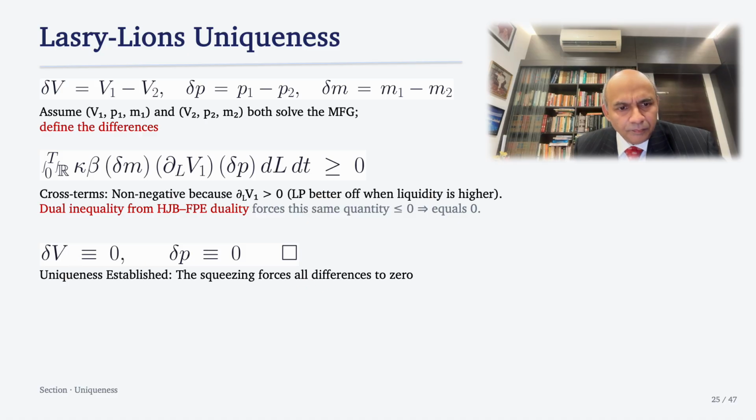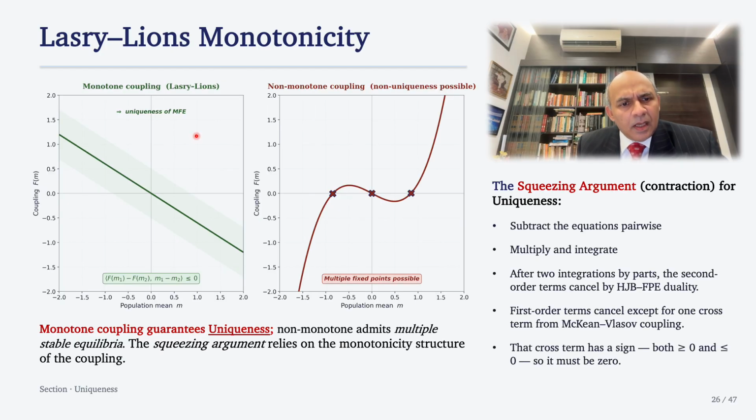Under Lasry-Lions monotonicity, the cross term is non-negative. By the same duality, it is also non-positive. So the cross term vanishes. This is the squeeze, the squeezing argument over here. Now the Gronwall on the sum of squared norms gives delta V and delta P identically equal to 0, and uniqueness holds in the appropriate function space in W2, pointwise on the parabolic domain.